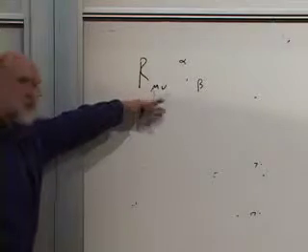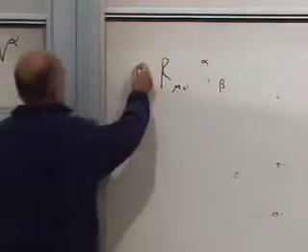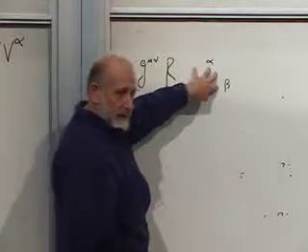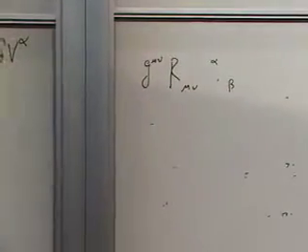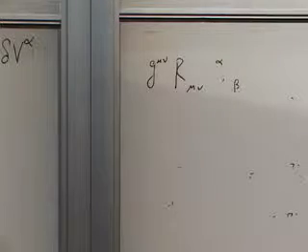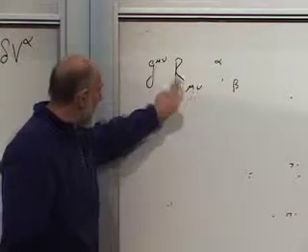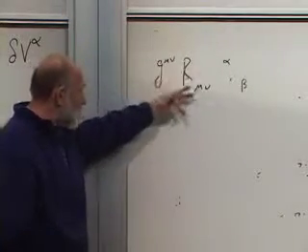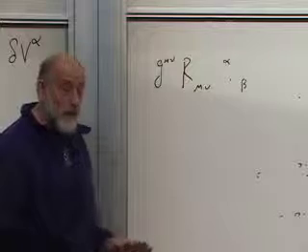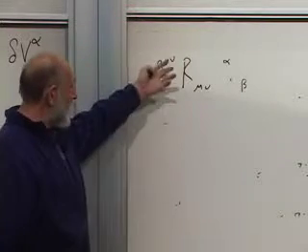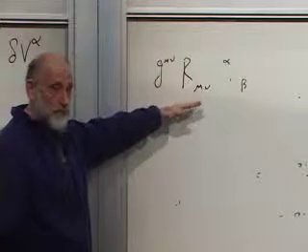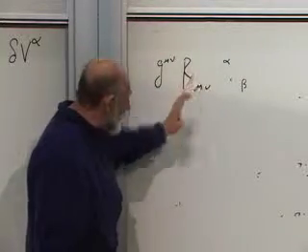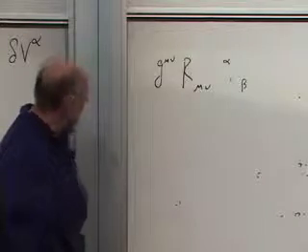Can I contract mu with nu? How would I do that? I would multiply it by g mu nu, and that would give me a thing with just an alpha beta index. This is 0. Does anybody know why this is 0? Because R is antisymmetric and g is symmetric. Whenever you take a symmetric matrix and contract it with an antisymmetric matrix, you'll always get 0. You'll get as many positive terms as negative terms, and so you'll always get 0. So you can't contract the mu and nu and get anything interesting.